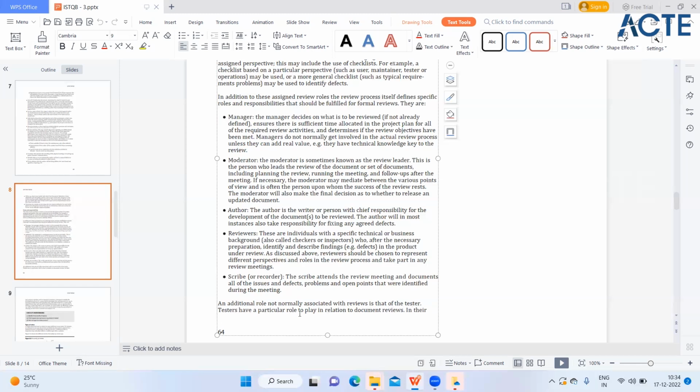Testers have a particular role to play in relation to document reviews. So if someone asks whether a tester is involved in the review meeting, definitely yes, because it is not that we will only test the project after the code is developed. We actually test after the document is developed, such as the requirement document, and wherever required, we will provide our suggestions or our views. So this is static testing.